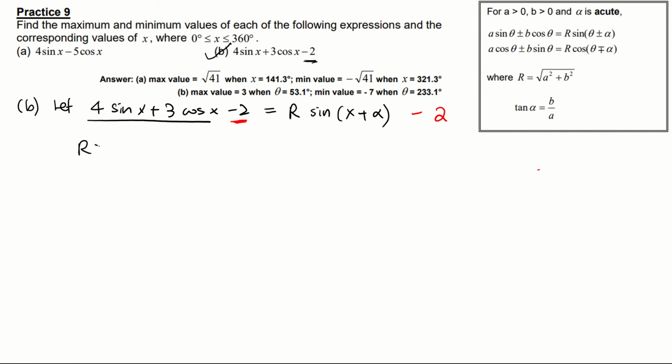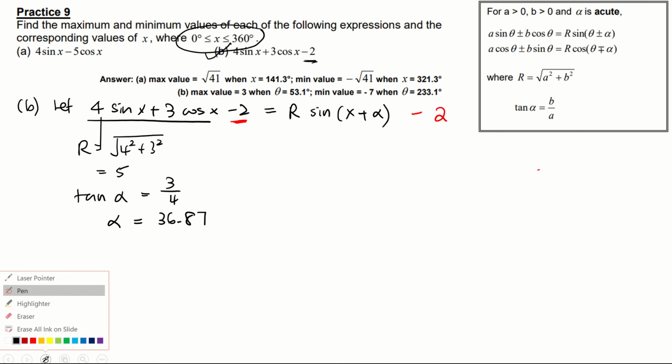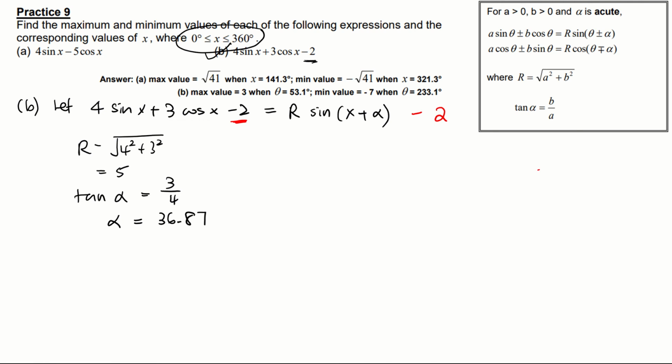I'm going to find my r. My r is 4 squared plus 3 squared, and in this case this is 5. And then tangent alpha is 3 over 4, and therefore you're going to work out your alpha. So you're going to take a calculator. Make sure your calculator is in degree mode, and then solve for your alpha, which in this case is 36.87. Now once you have this, then you can answer the question.